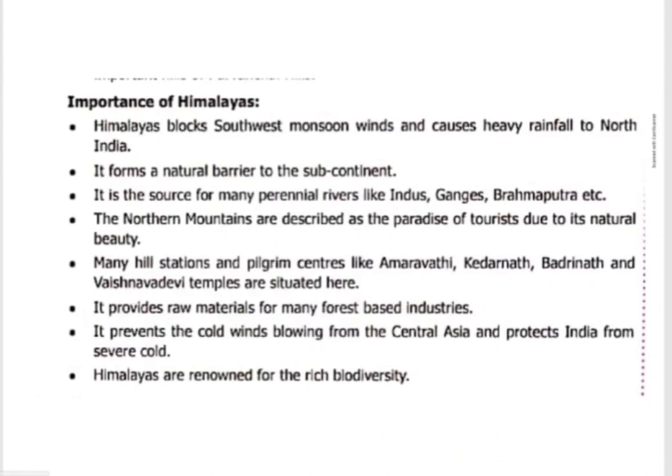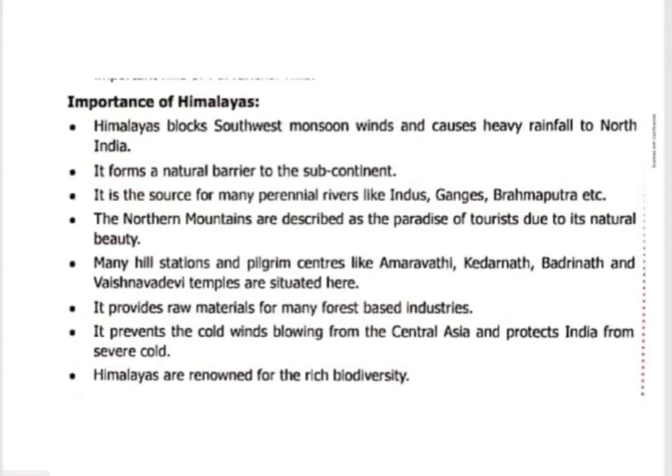The next one, importance of the Himalayas. The Himalayas stop the southwest monsoon wind and cause heavy rainfall in the northern part of India. Moreover, it acts as a natural barrier. Then, many rivers originate from the Himalayas, for example Ganga, Yamuna, Brahmaputra, Indus. Those rivers all originate from the Himalayan mountains.